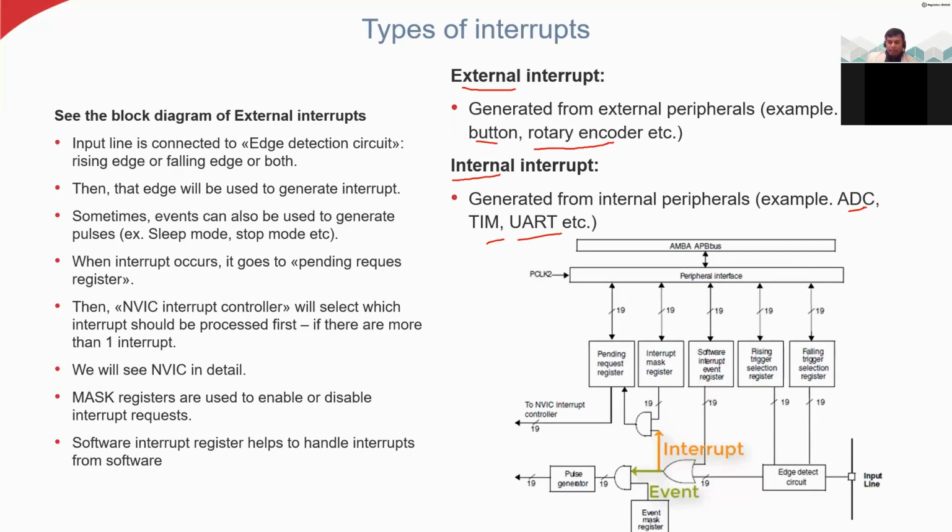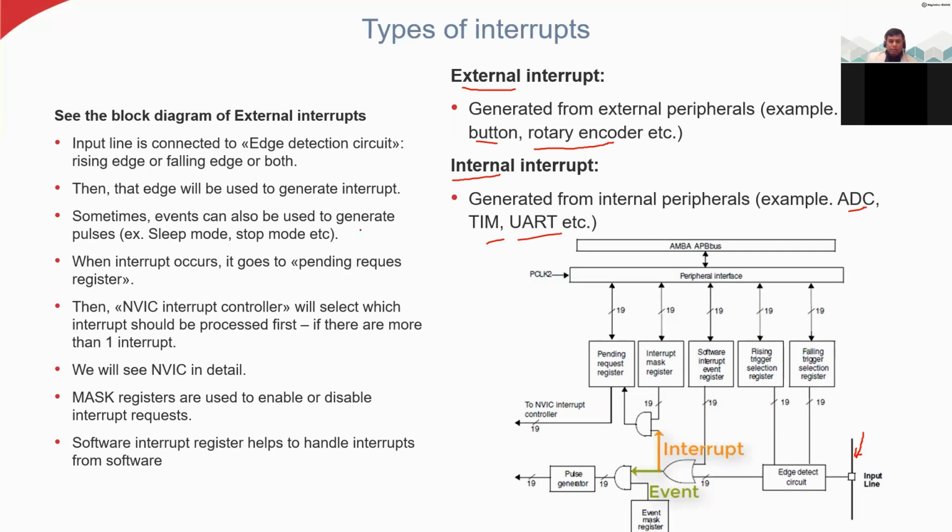So see the block diagram here. You can see the input line is connected to the edge detection circuit, for rising edge or falling edge or both. So this is the input line. This is connected to the edge detection circuit, and the edge detection circuit is connected to the rising edge or falling edge trigger selection register, so that the edge will be used to generate the interrupt. This can help us generate the interrupt.